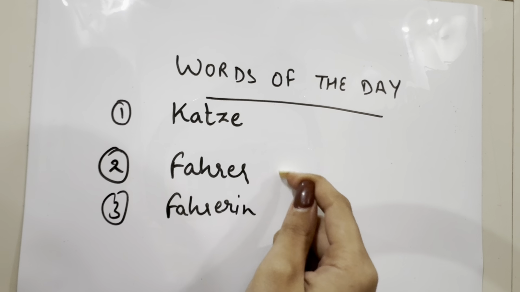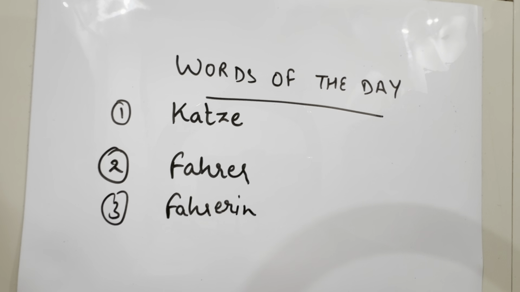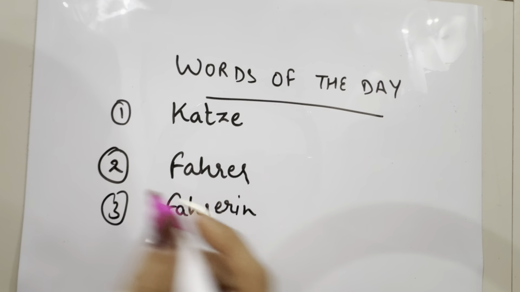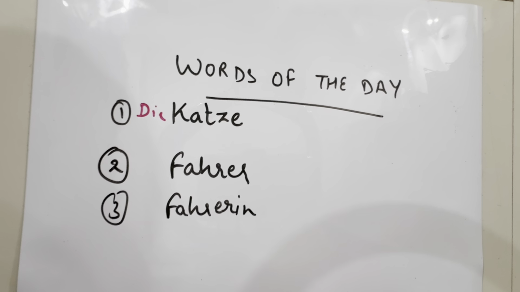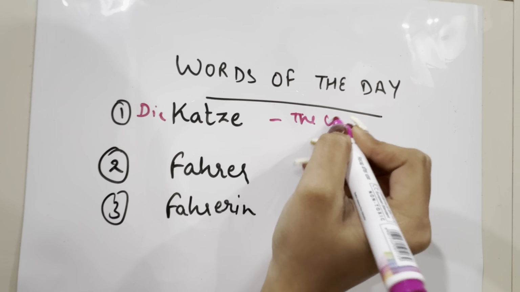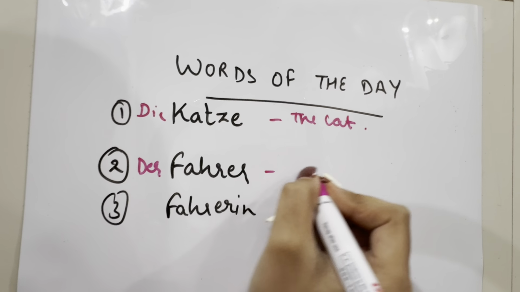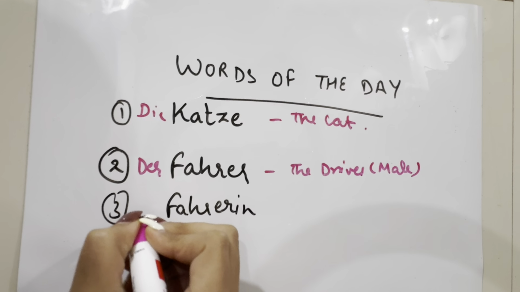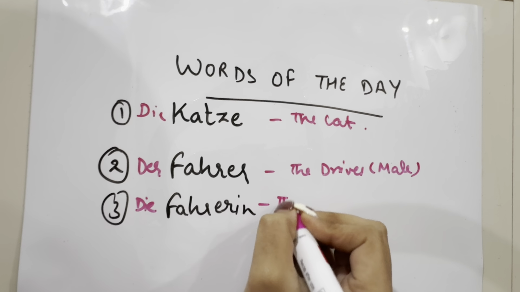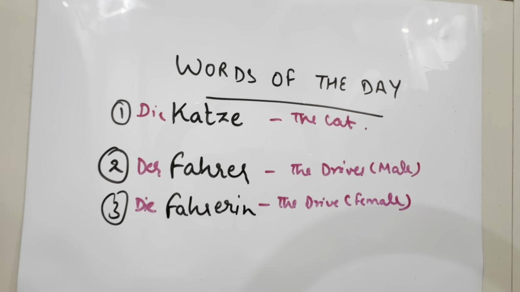Now you may think that these two words look alike, and yes, they do seem alike. First of all, let's have a look at the first word. The first word is Katze, and the article for this word is die. Die Katze, which means the cat. And then Fahrer, which means the driver, a male driver, and then Fahrerin, which means the driver, female. Alright, so these are the three words for today for you to learn.